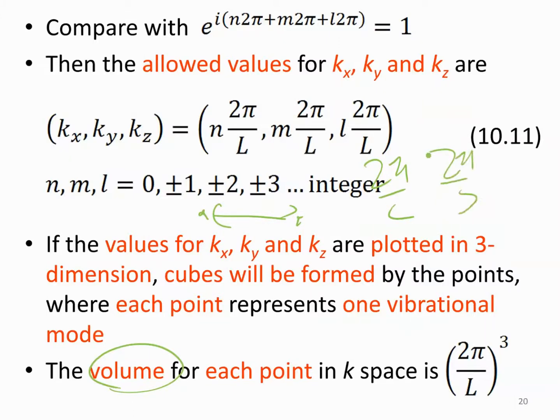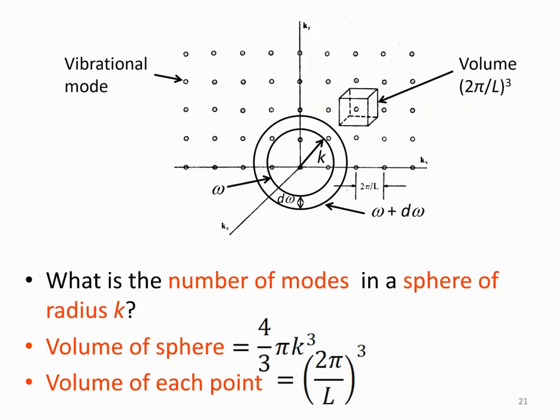2 pi over 3, but now we have the power of 3 because we are referring to 3 dimensions. So it's just like this. Now you have to find the number of modes in the sphere of radius k. Previously, we just found the number of modes in one line. But in 3D, of course, you cannot find it in one line, because now the density of states is in a 3D cube. So you have to find the number of modes in one volume, in one particular volume.